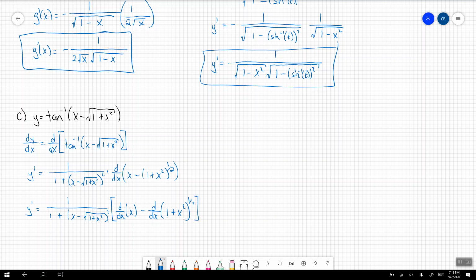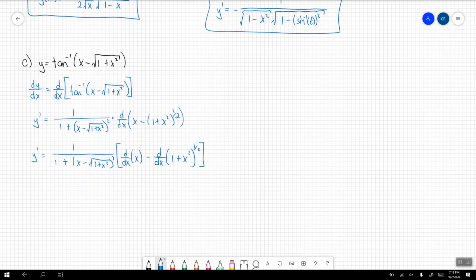Now the first term derivative, that's not too bad. That's actually just 1. So I like that so far. All right, so here we go. So that first derivative is just 1, so that's looking pretty good. Let's take the second derivative here now.